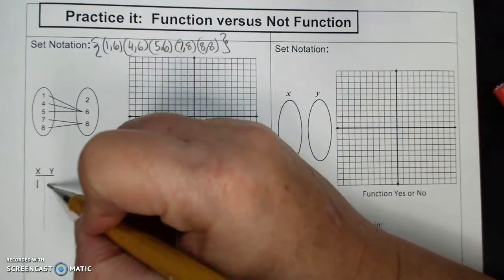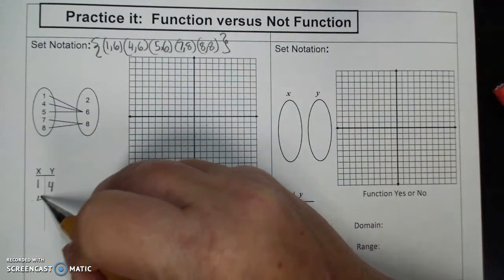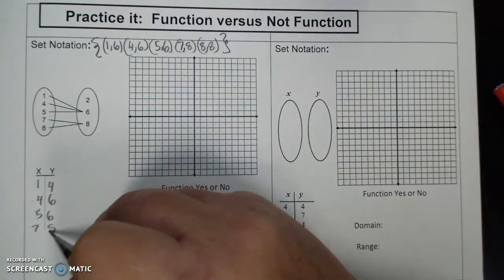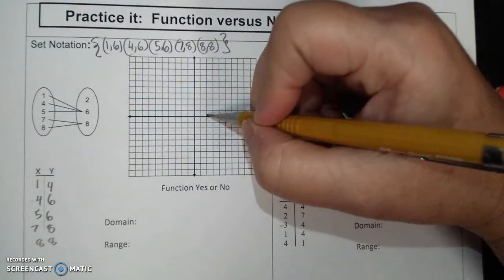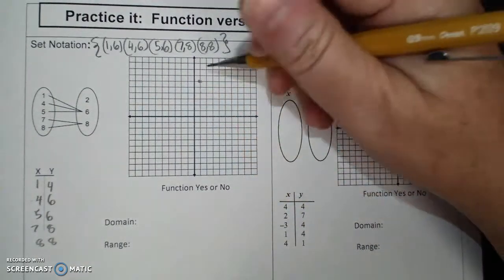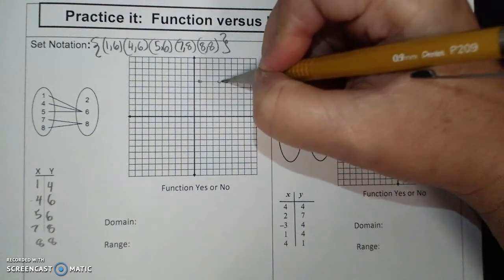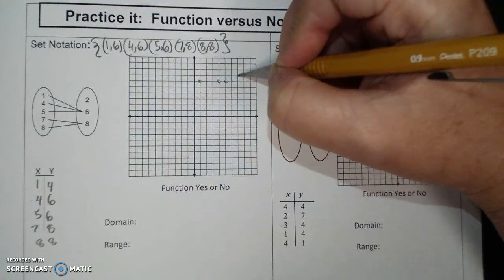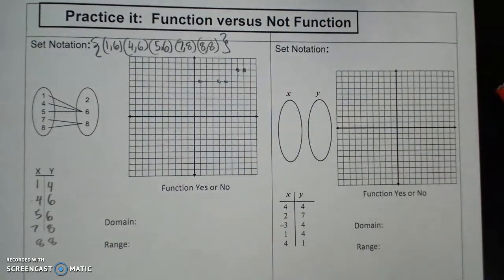And I'm going to say 1 goes to 4. I'm going from set notation to table. And I'm listing them. Then I'm going to graph them. 1, 6. 4, 6. 5, 6. 7, 8. And 8, 8.